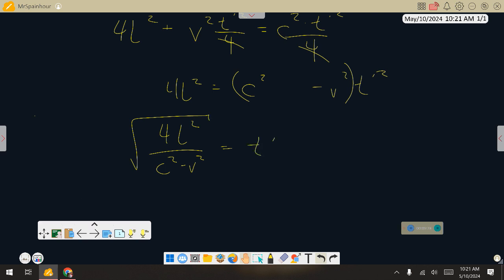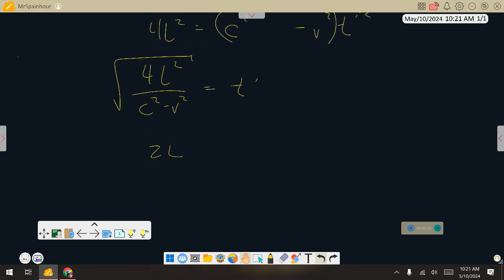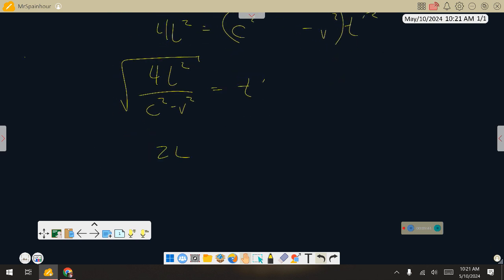Okay. Since this is a division thing, I can square root the top and bottom separately, right? What would the top part be after square rooting? 2L. Hey, that works out nice. 2L over what? The square root. No, that's not how that simplifies. Over the square root of c squared minus v squared.